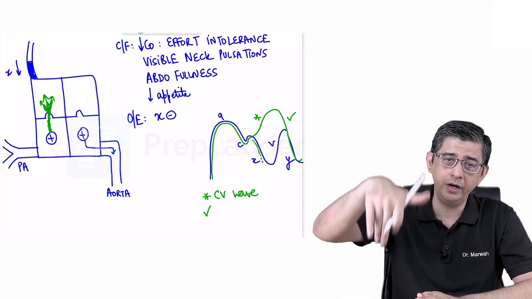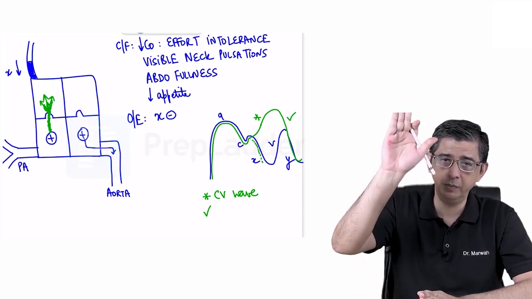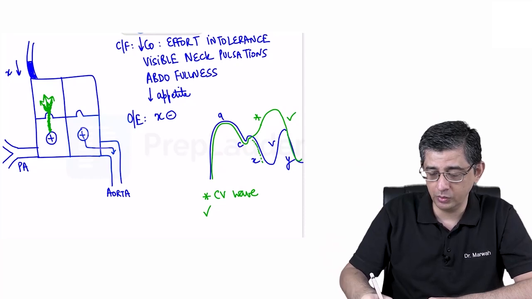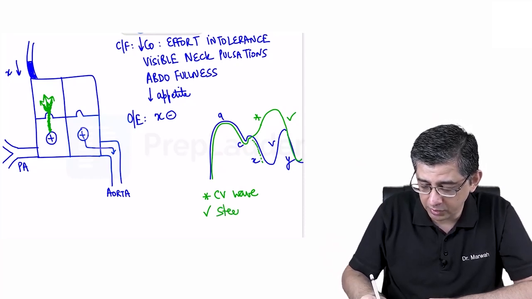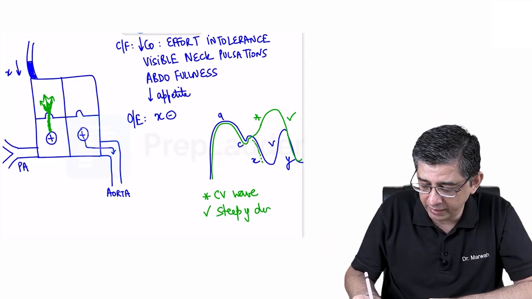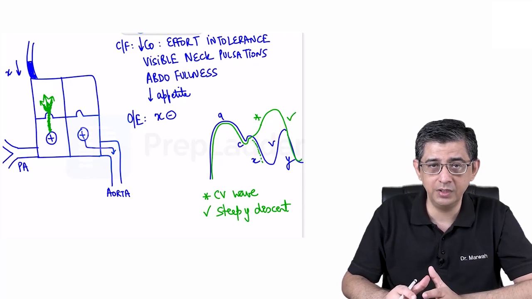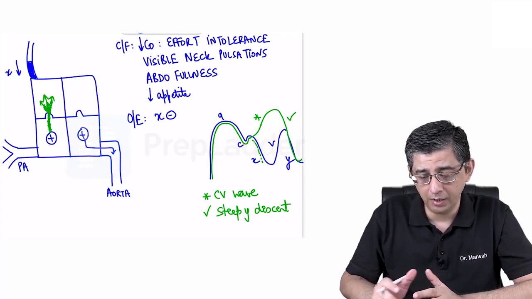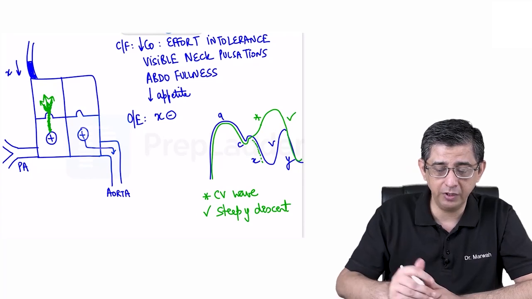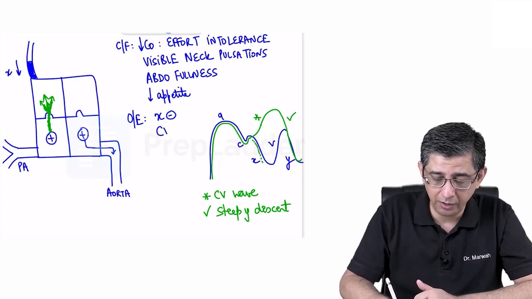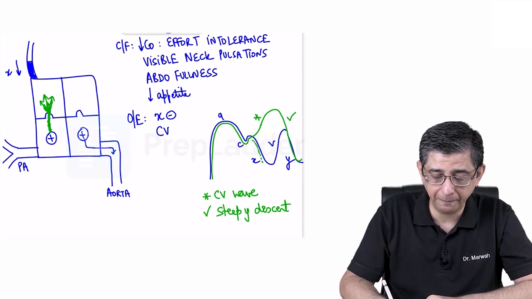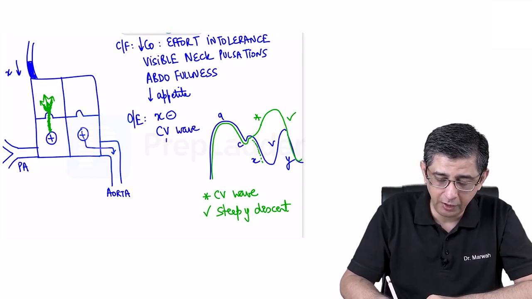And where I have put a tick mark, I can describe this like a roller coaster ride. I mean, if you go up steep, then you fall down steeper also. So where I put the tick mark is what is called a steep Y descent. This description is one of the characteristic words that would help you pick up a question of, I would say, tricuspid regurgitation.